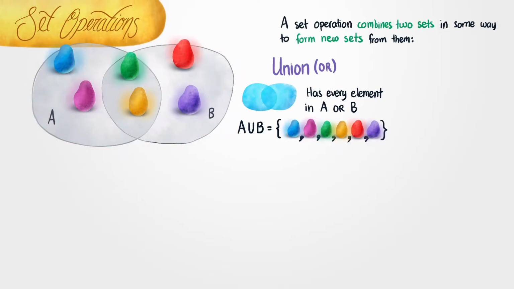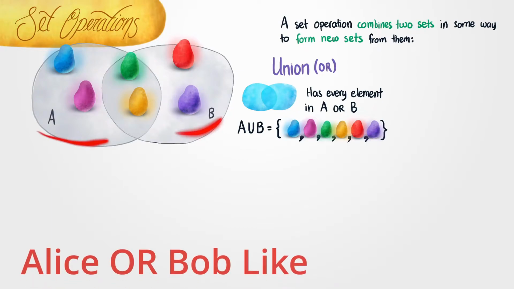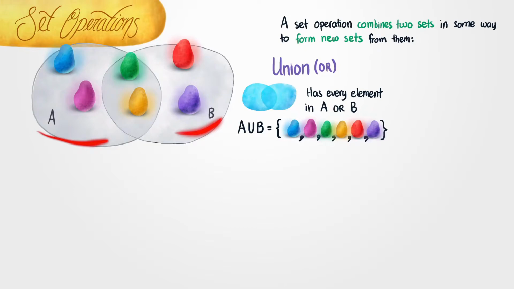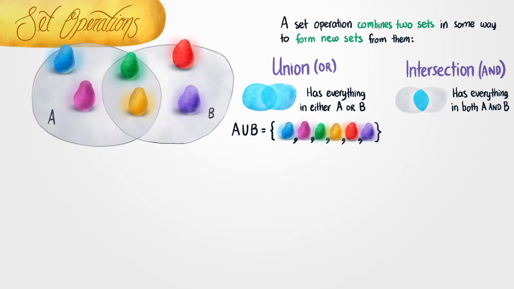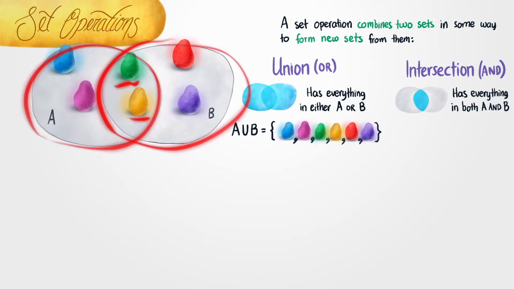So if the set union is going to contain all of the jelly beans that either Alice or Bob likes, well then we have another one called the set intersection that tells you all of the jelly beans that both Alice and Bob like, and that's going to be these two in the middle. Sometimes it helps to think of the intersection as having every element in both A and B. And therefore you can say that the union has everything in either A or B. And therefore, we can easily see that both the green jelly bean and the yellow jelly bean are enjoyed by both Alice and Bob, and they are the only two jelly beans that both of them like.